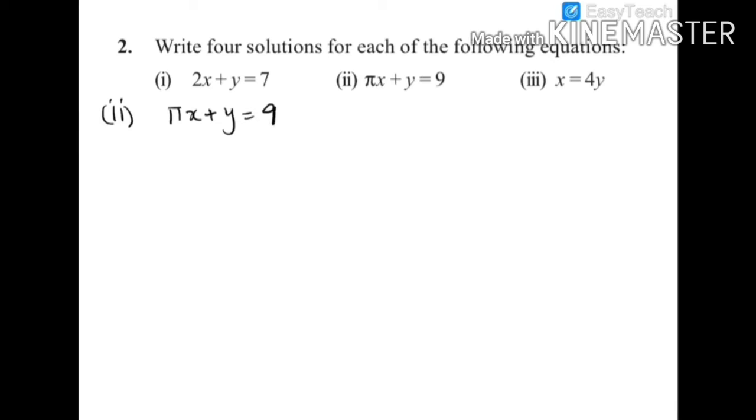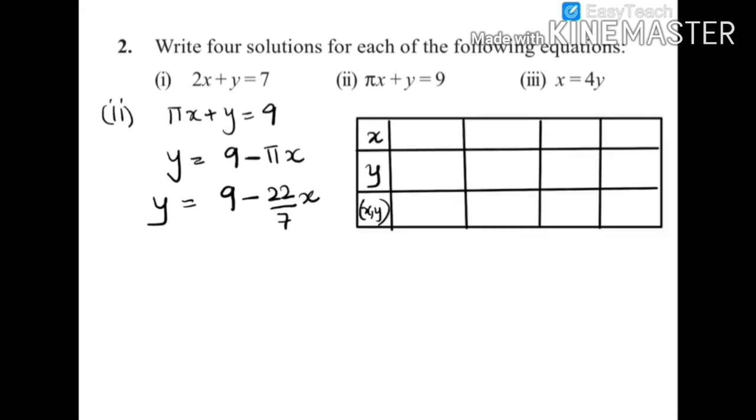We can rearrange this equation and write it as y in terms of x. So keeping y on the left hand side, we get y equal to 9 minus pi x. Now substitute the value of pi. So we get y equal to 9 minus 22 on 7 x.